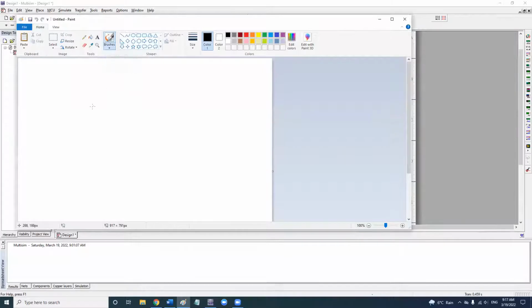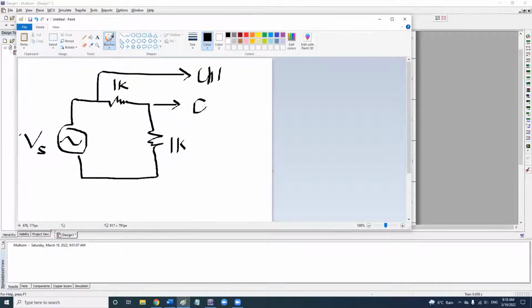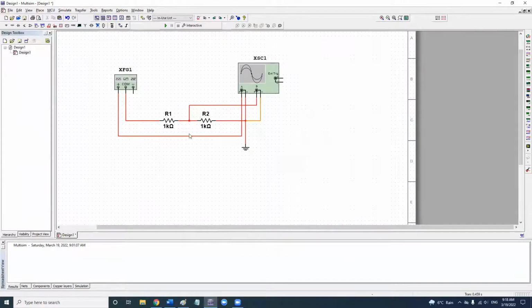Basically the circuit looks like this. I'm going to just quickly draw it. So it's one resistor here, one resistor here. Sorry, I draw really badly. This is your AC input, this is your VS, right? So this is 1K, this is another 1K. The question asks you to check. This is channel 1, this is channel 2. So something like that. This is what happens to the circuit when you build it. So we just need to run it.